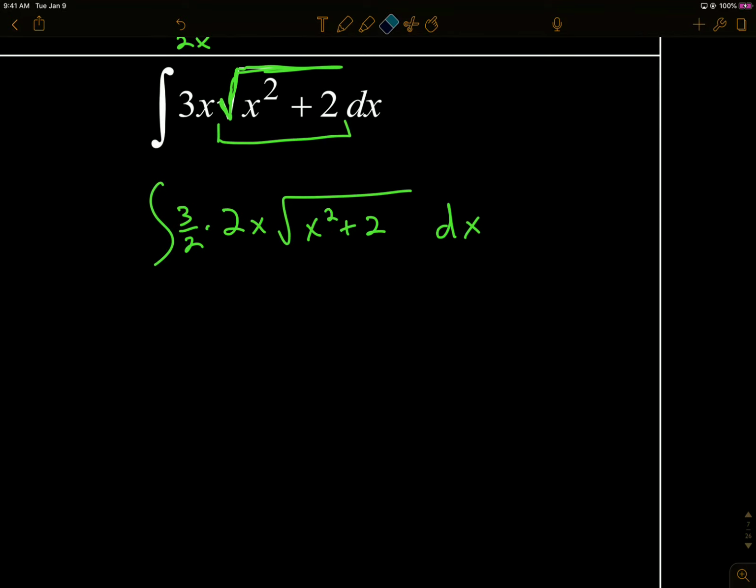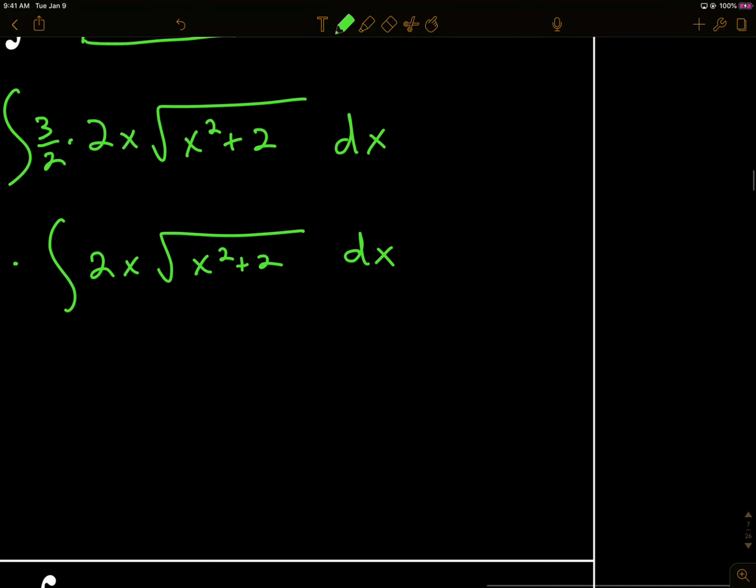So I do 3/2 times 2, and that gives me back my 3. These are the same number, is how we want to look at it. You have to figure out what fraction you're multiplying by. What I wanted to do is end up with a 2x. So now the 3/2 comes outside of the integral, and I've got 2x times the square root of x squared plus 2. Now this integral is our reverse chain rule.